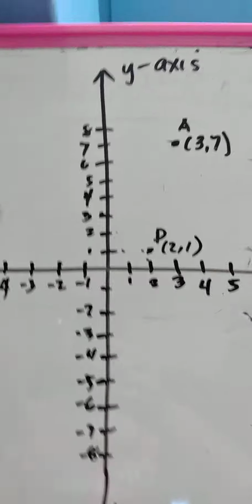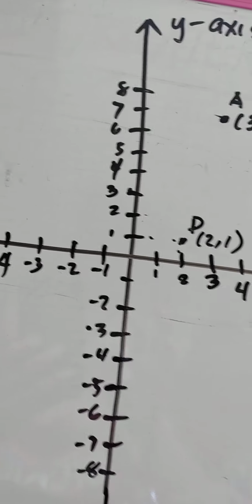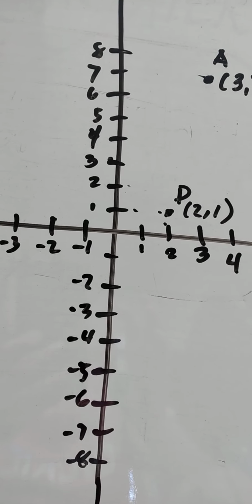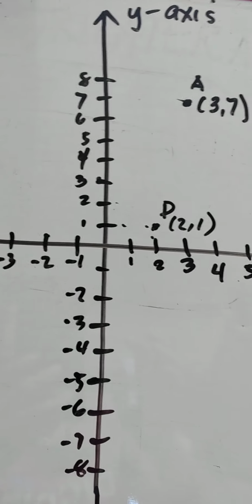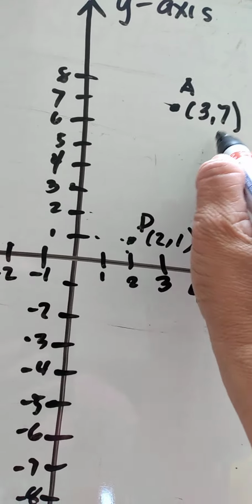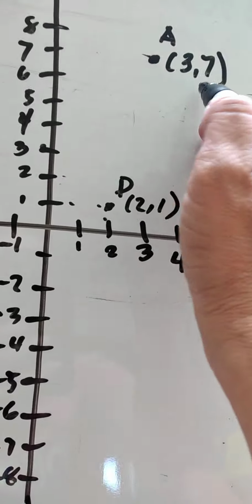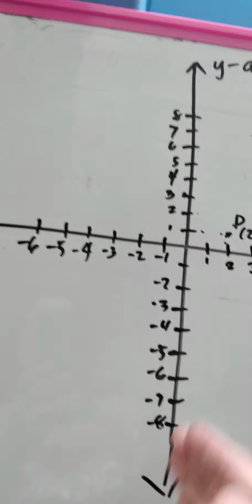So, what if we are going to plot points, or we are going to check what figure is formed by the given points. For example, your given point A has coordinates 3, 7. Alright, so we call these coordinates. But before you do that, make sure that you make a Cartesian plane.